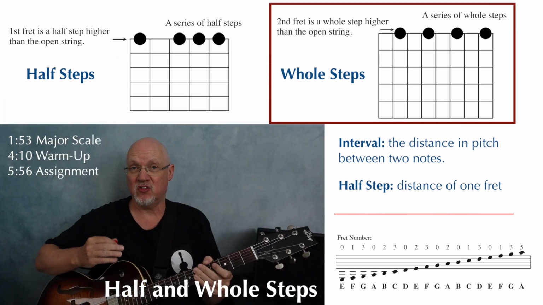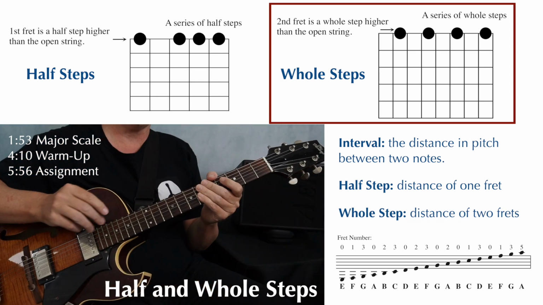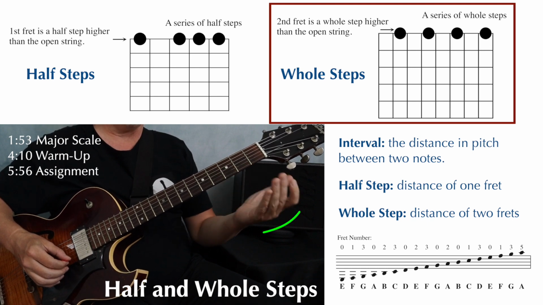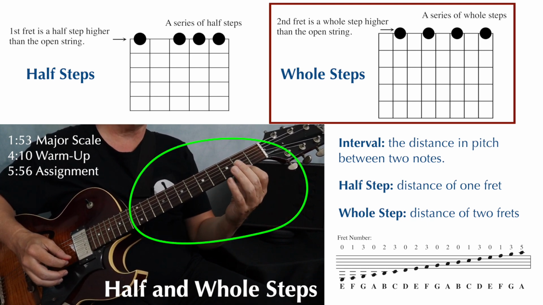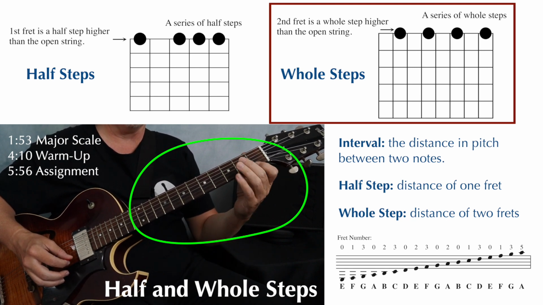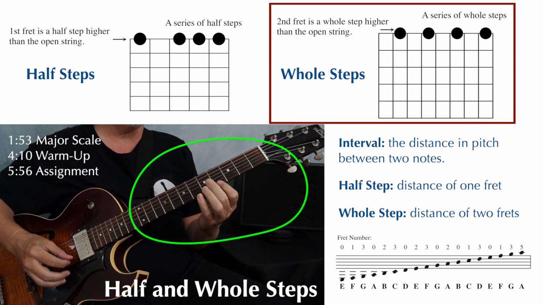Now if a half step is 1 fret's distance, a whole step is going to be 2 frets distance. So in this diagram, we're looking at a series of whole steps. From the open string to the second fret is a whole step because that's 2 frets. So 0 and then 1, 2. And then from there, all these other notes are whole steps away from each other.